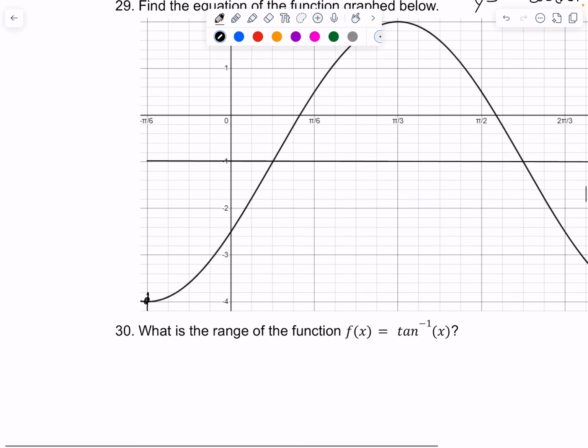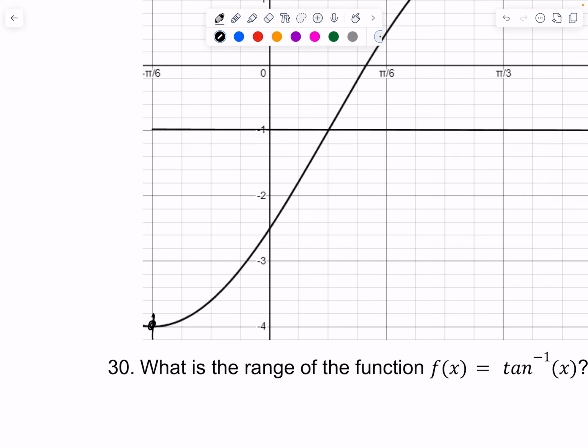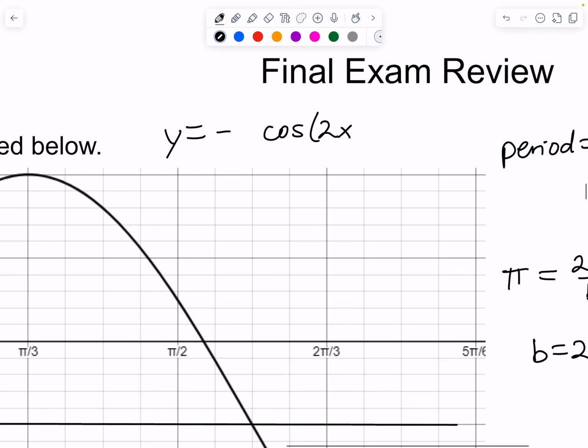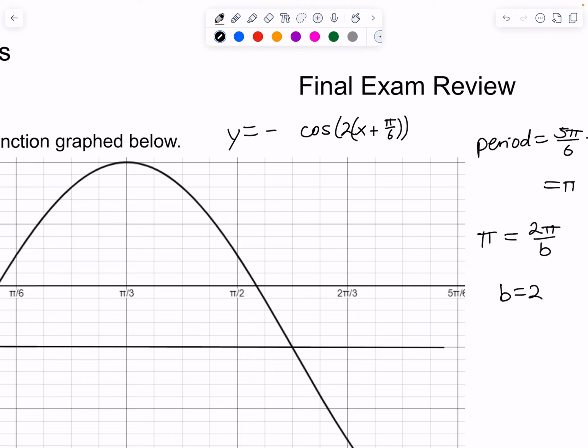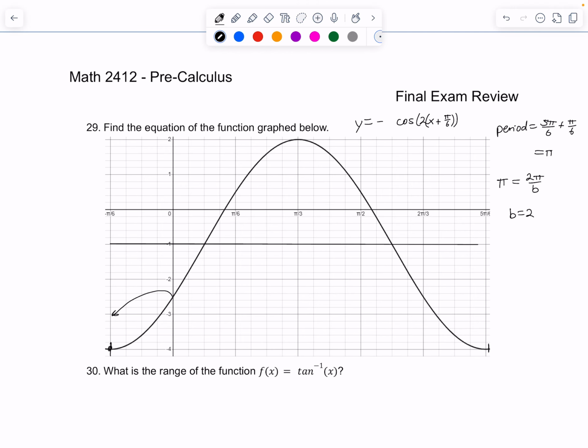Next up, I need to see how it's been shifted horizontally. So cosine normally starts at 0. Mine starts at negative pi over 6. So I'm going to need plus pi over 6 inside parentheses. Finally, my amplitude, I think I mentioned it earlier, but it's 3. The distance from the top to bottom is 6. Amplitude is half of that, which is 3. And the midline is negative 1, which means it's been moved down 1. This is the final answer.